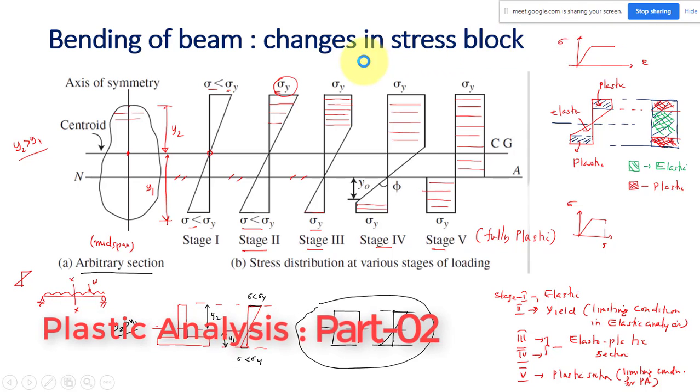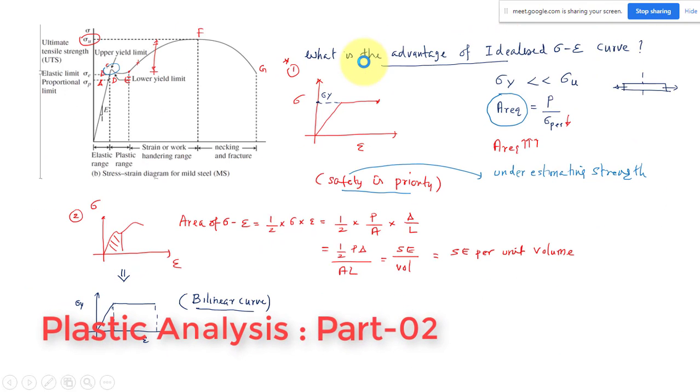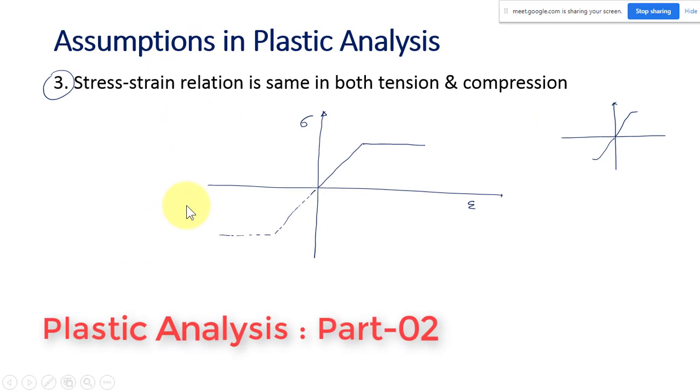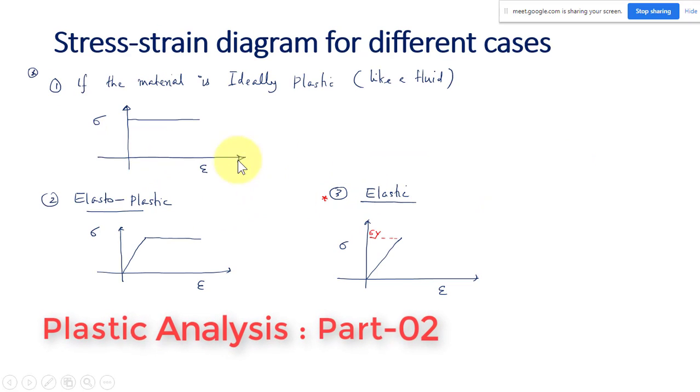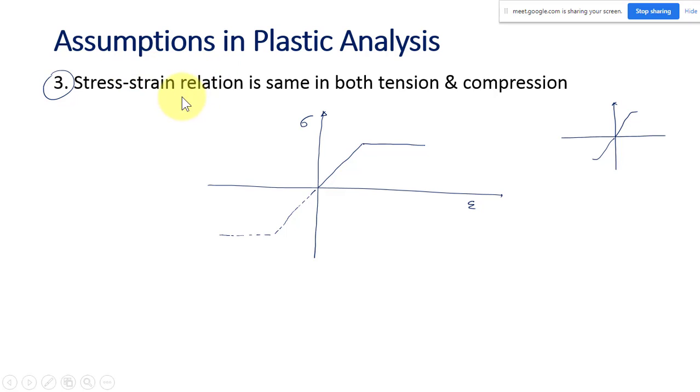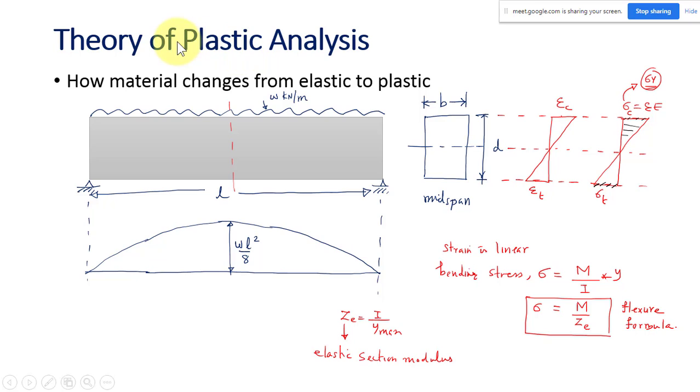So this morning we have seen all the basics of elastic as well as plastic analysis. So we have discussed finally the assumptions in the plastic analysis. That is a bilinear stress strain curve, plane section remains plane, and the stress strain relation is the same in both tension and compression.